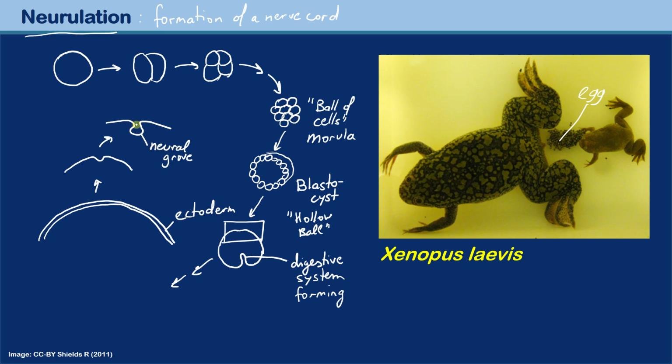Okay, it's a neural groove, and it goes on like this. And it starts to close here on the other side, on the top side, until we have something simplified drawing. It looks like this. Okay, and this now is our so-called neural tube. And this neural tube will form the spinal cord.